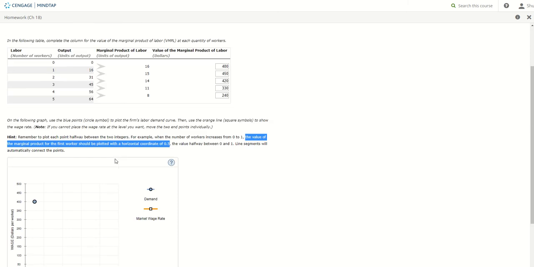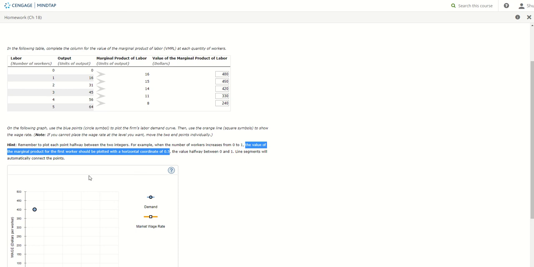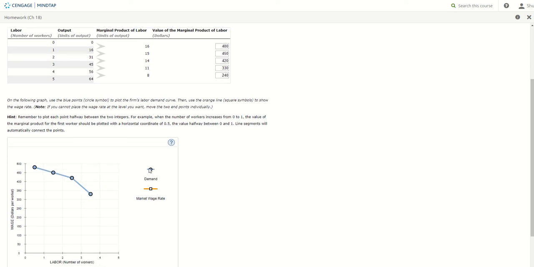So 0.5 is the first worker, and 1.5 will be the second worker. So for the first worker, it's going to be 480. So 0.5 and 480 is our first one. Second one will be 450, so 450 and 1.5. Third one is 420, so 420 and 2.5. And then 330 and 3.5. And the last one is 240 and 4.5. Okay, so that's our demand for labor.